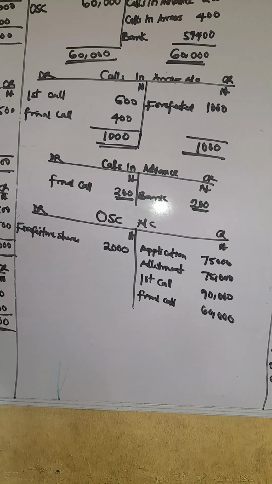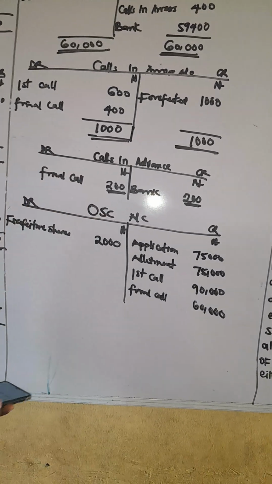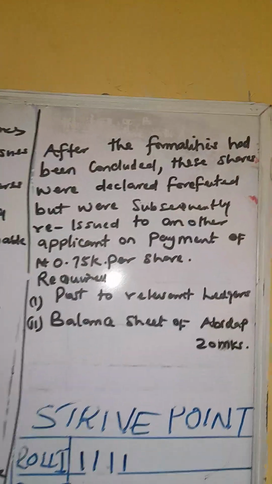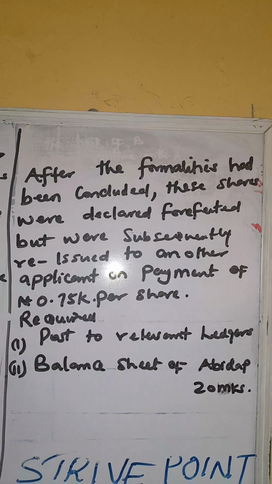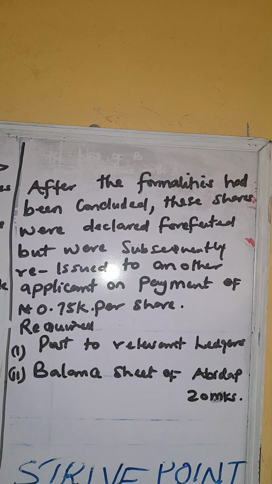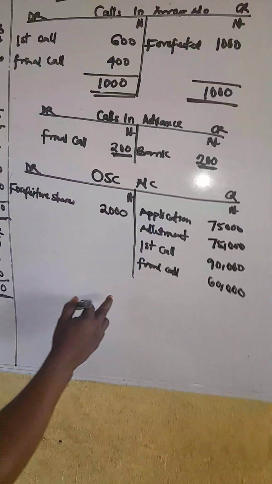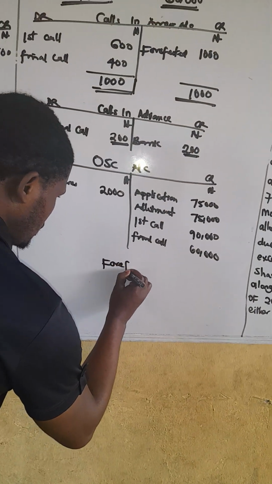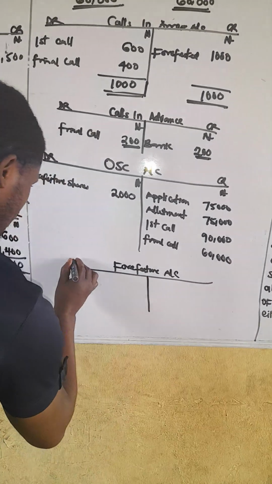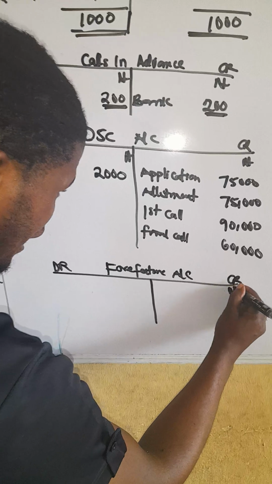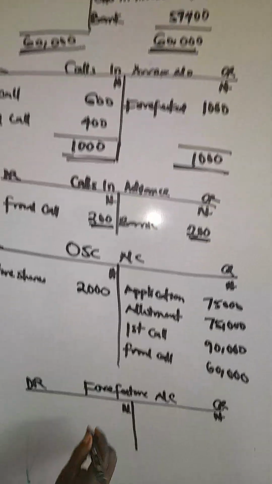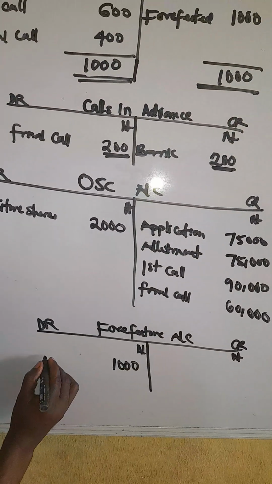Now the next thing, let's go back to the question again. We are done with that account. Let's see if there's an issue. Now, after formalities have been concluded, these shares were declared forfeited, but were reissued to another applicant on the payment of what? 75 kobo. So that will take me to opening the forfeiture account again. Do you see it now? I will open the forfeiture account. Now, let's go back from here. Forfeiture account is on this side. I'll bring it to this side, which is what? 1,000 naira. It's coming from where? Arrears.